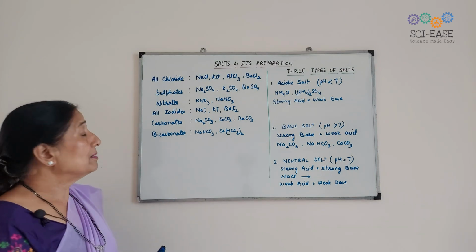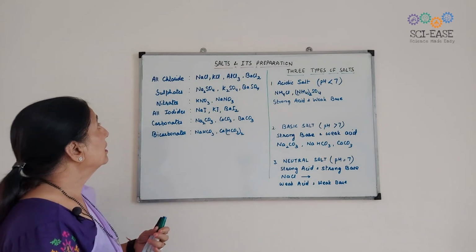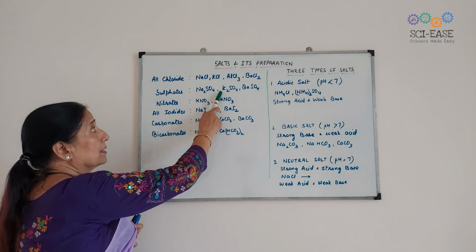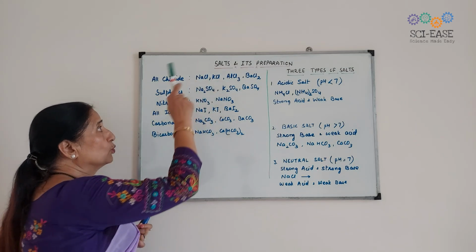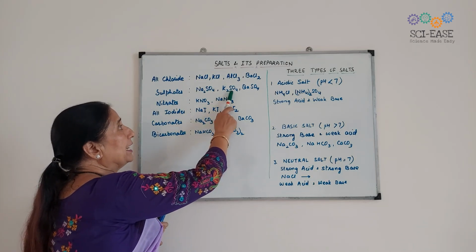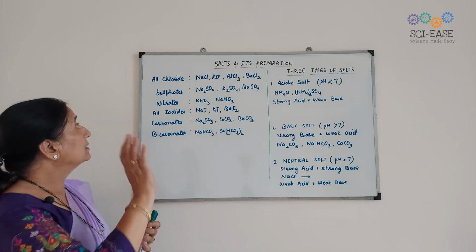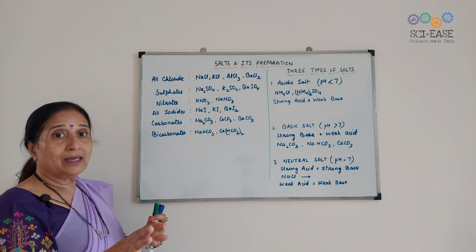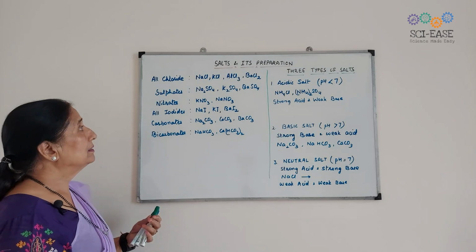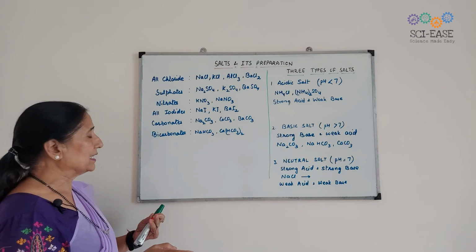Okay. Then comes the sulfates. Some of the sulfates are Na2SO4, because SO4 has -2 valency. So, the formula will be Na2SO4, K2SO4, BaSO4, etc. Okay, these are the sulfates. Then comes nitrates, KNO3, NaNO3, okay, they are the nitrates.